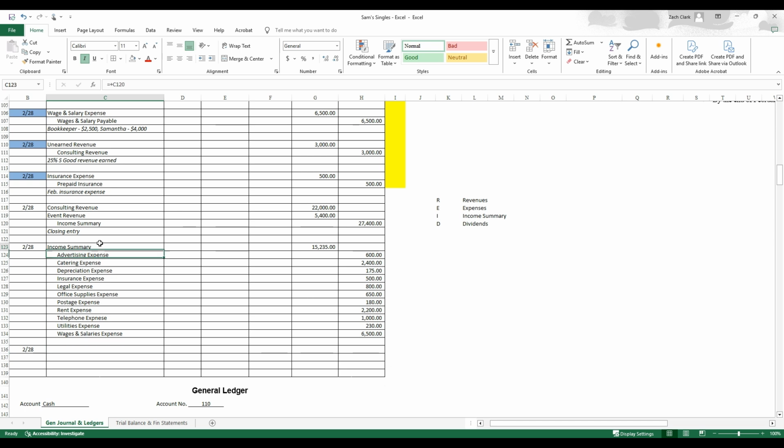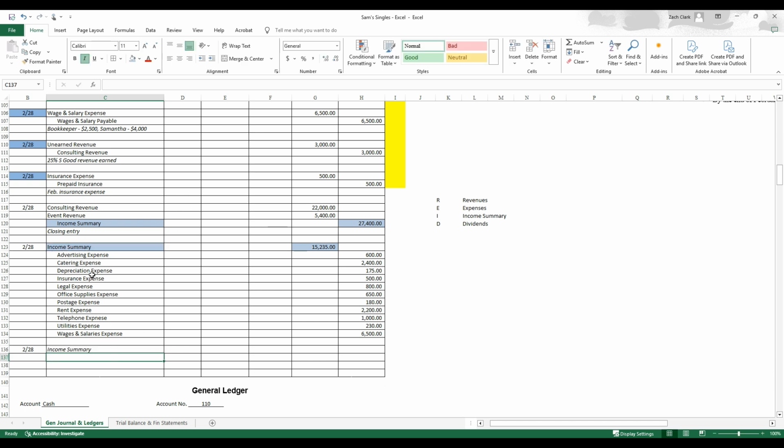Now we're going to close out the income summary. So remember, I mentioned this in class. The way I like to look at this, and figure out whether I need to debit or credit the income summary to close it, is to look here and just think about how do I get this to balance, basically. So you can see that the credit side is 27,400 for income summary and then 15,235. So we need to take the difference between those, or 12,165, and to debit that to get them to balance, which is essentially another way of saying to close the account.